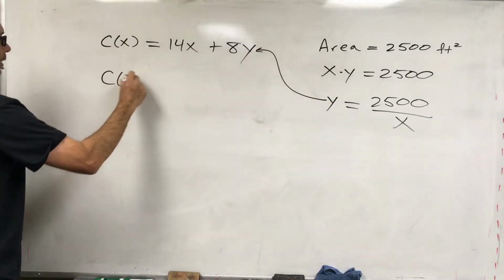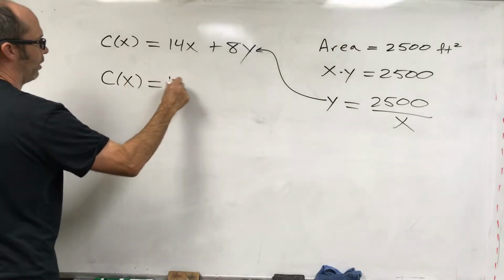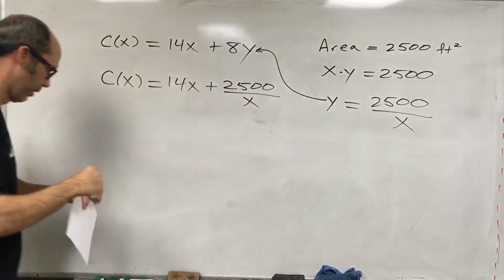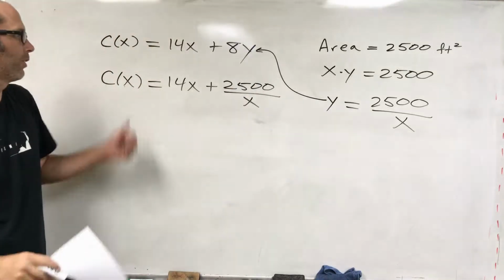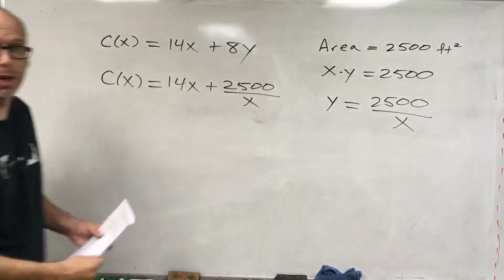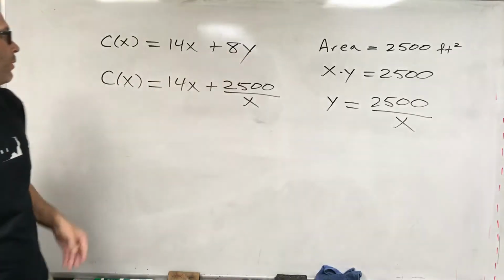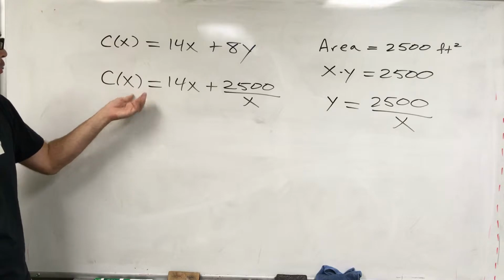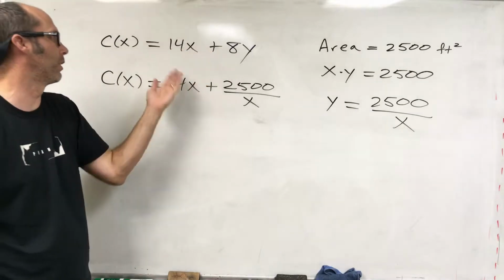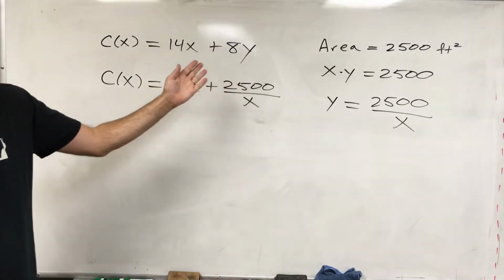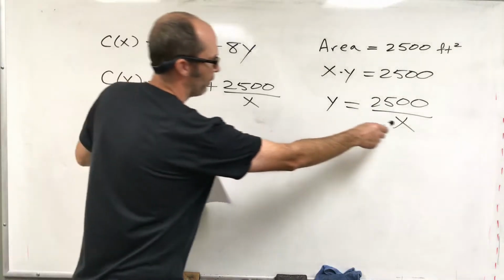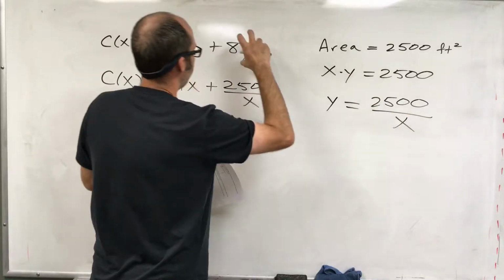Okay, so C of x, cost in terms of x, 14x plus 2,500 over x. Now we have our cost equation in terms of x. At first we had our cost equation in terms of x and y. Now we just don't have the technology, the sophistication to deal with that in Calc 1. In Calc 3 you can certainly deal with these things, with functions of two variables. But in this class, at this point, all we can deal with is one variable. So we have to use the extra information, put this information in there.